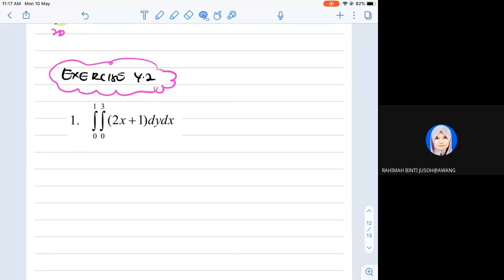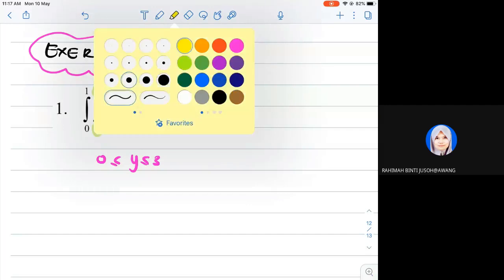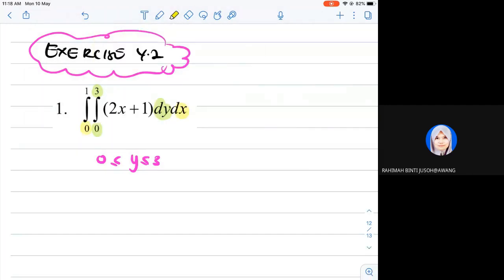Kalau you tengok sekarang ni, limit untuk y, cara baca limit macam ni guys. Ni memang you kena faham betul-betul. Limit y, bila y duduk belah dalam, limit dia pun mesti belah dalam. So y from 0 until 3. Itu cara baca limit. And then untuk x from 0 until 1. Belah luar maksudnya limit dia belah luar juga.